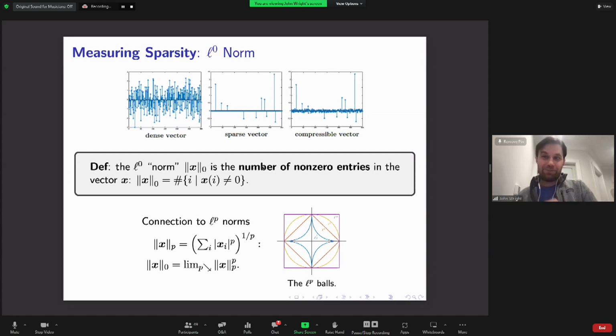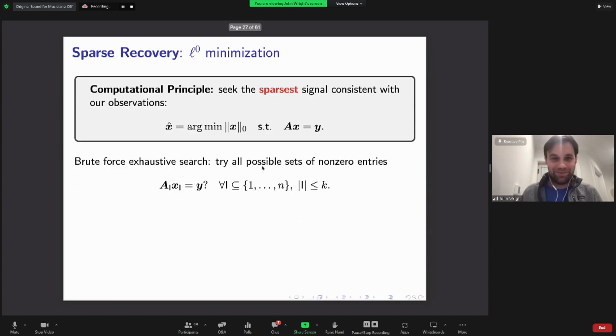So often we'll be looking for a sweet spot where we have something that is good at picking out structure, but is also well suited to computation. In particular, often for practical computation, we like the L1 norm as a convex surrogate. Okay, but in any case, the L0 norm is our way of measuring sparsity.